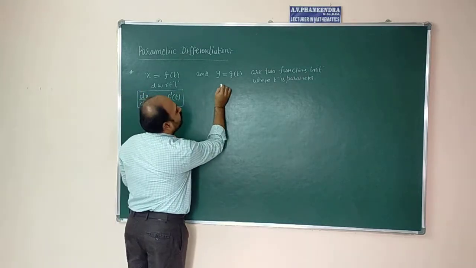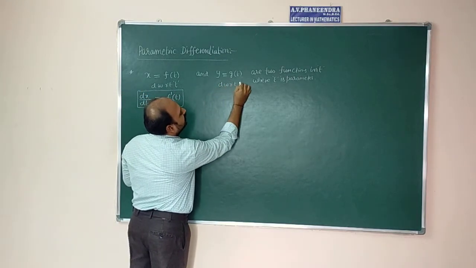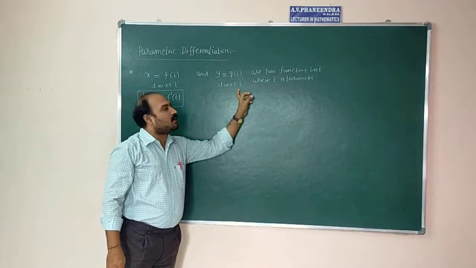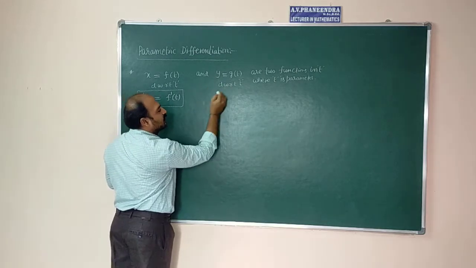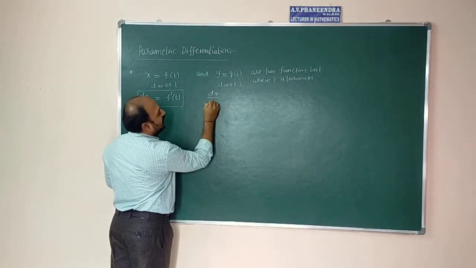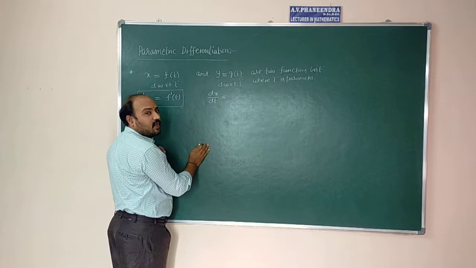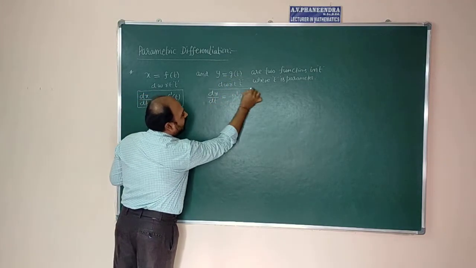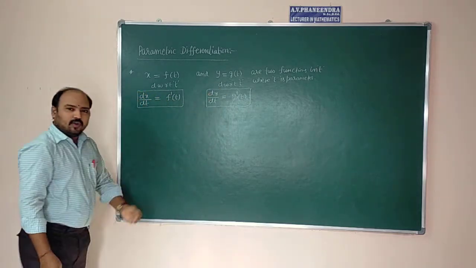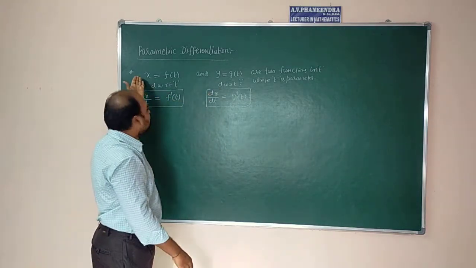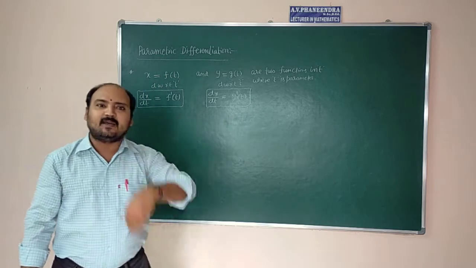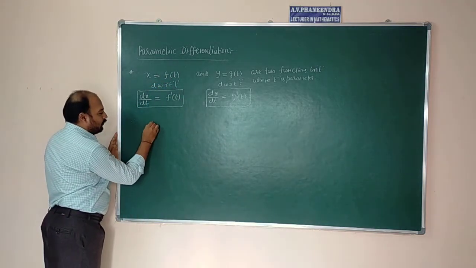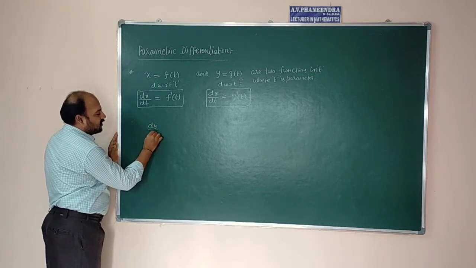And similarly, differentiate y with respect to t. So the y derivative with respect to t is dy by dt, which is equal to d by dt of g of t, that is g dash of t. After getting these values, we need to calculate the derivative of the function involving x and y variables in terms of t. So dy by dx is the derivative of the given function.